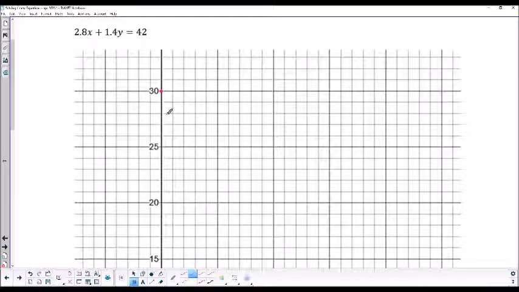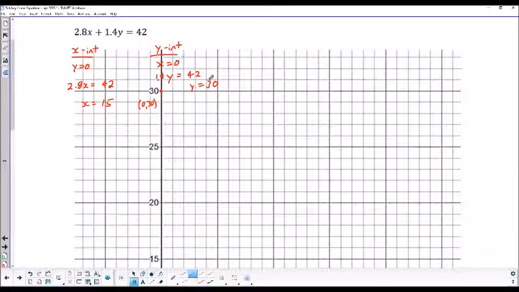We looked at how to find x and y intercepts. Remember, when you were looking for the x-intercept, we set y equal to 0, and so we ended up getting 2.8x equals 42. Then when we divided both sides by 2.8, we got x equals 15. When we were looking for the y-intercept, we did the same procedure. We set x equal to 0, and so that just left the equation as 1.4y equals 42. Therefore, y equals 30.